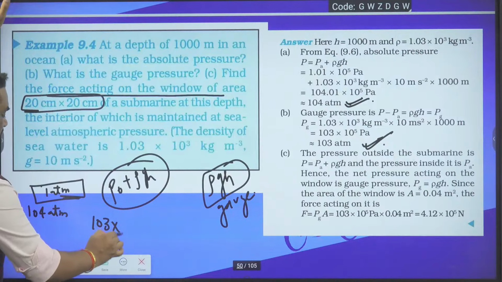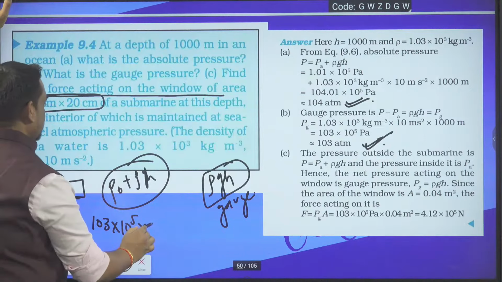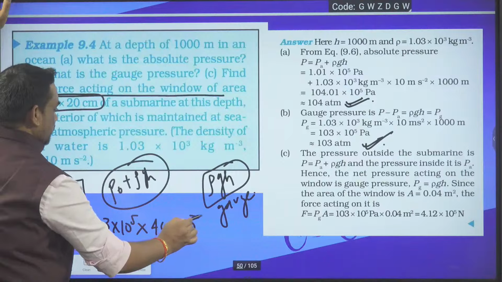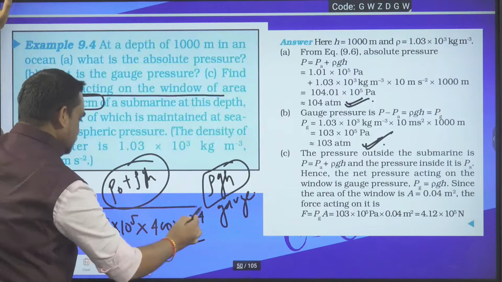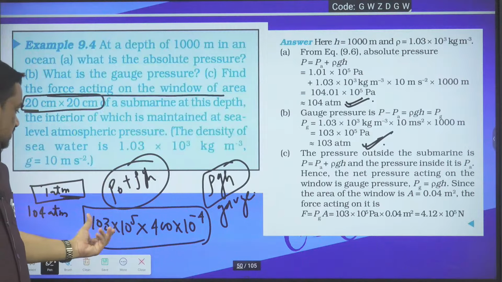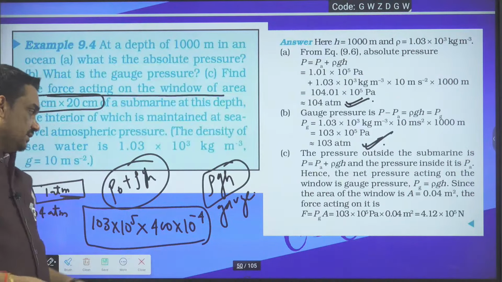103 atm is 10 power 5, into this area, which is 20 into 20, so it becomes 400 into 10 power minus 4. Okay, this is the force on the submarine. The question appears tough, but nothing is there. We can say this is the force, pressure into area.